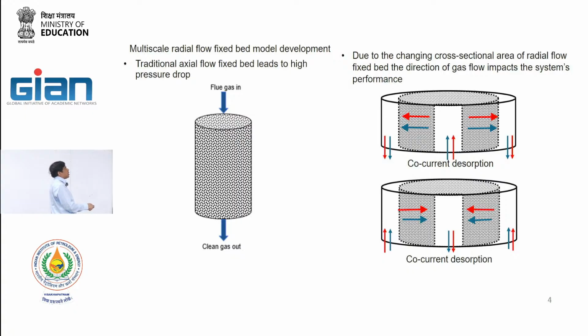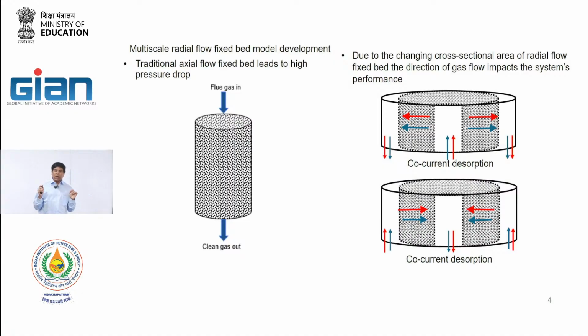When we consider the co-current desorption, both the gas and the steam flow in the same direction. So flue gas can come in the inner annulus, and in that case steam will come in the inner annulus, or the other way around, both steam and the flue gas come in the outer annulus. What is the best configuration? We don't know. This depends on the flue gas CO2 concentration that you are processing, and the extent of capture that you consider.